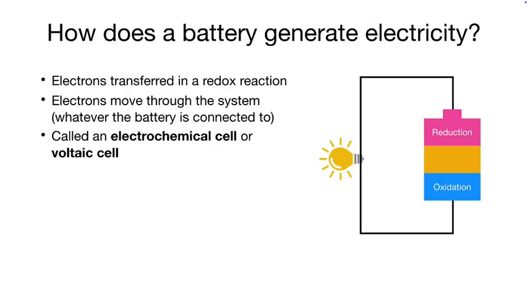You do that in physics too. So, how does a battery generate electricity? Well, in a battery, we have a reduction side and an oxidation side. What's happening on the oxidation side?